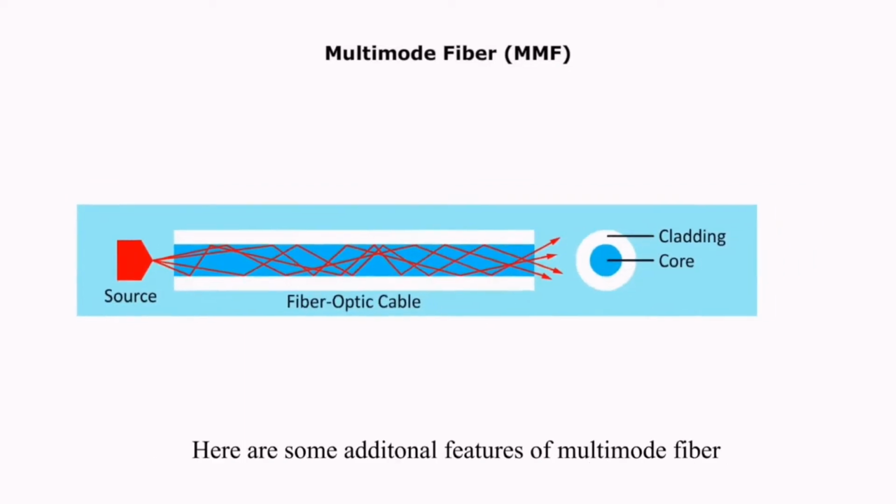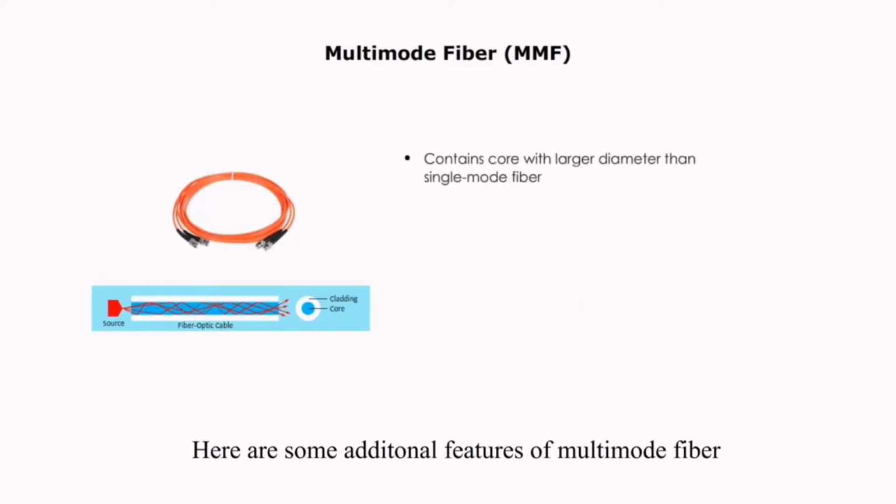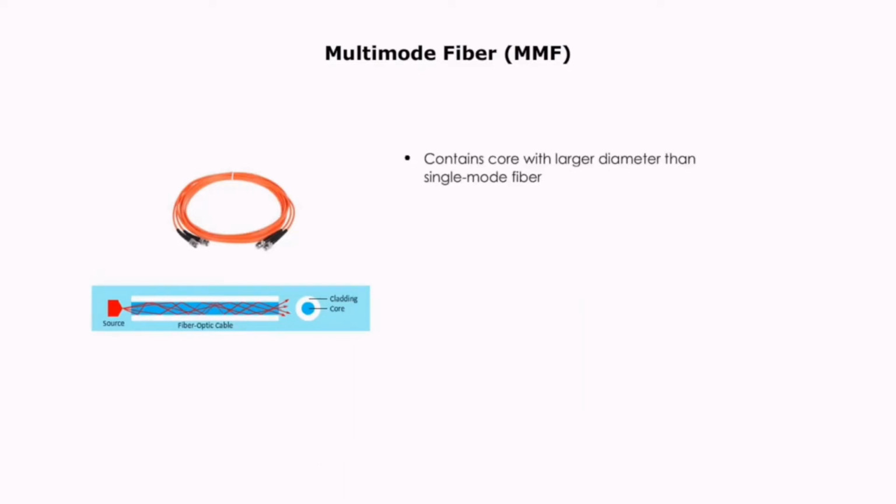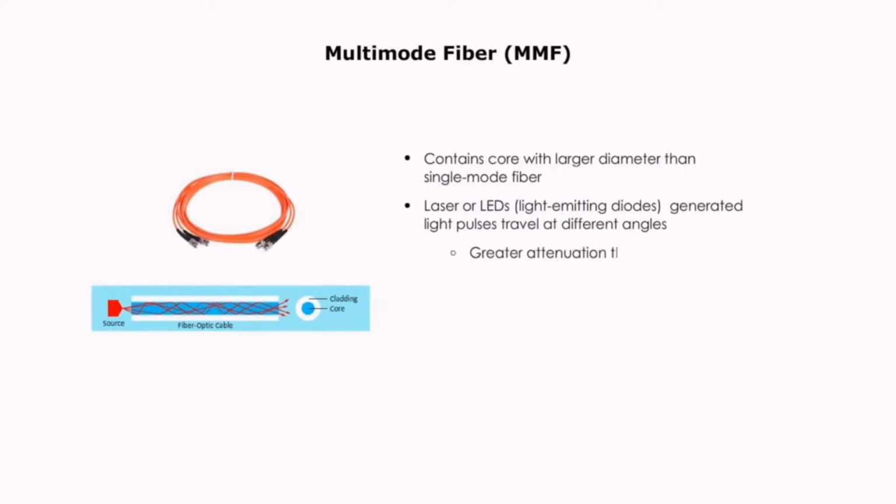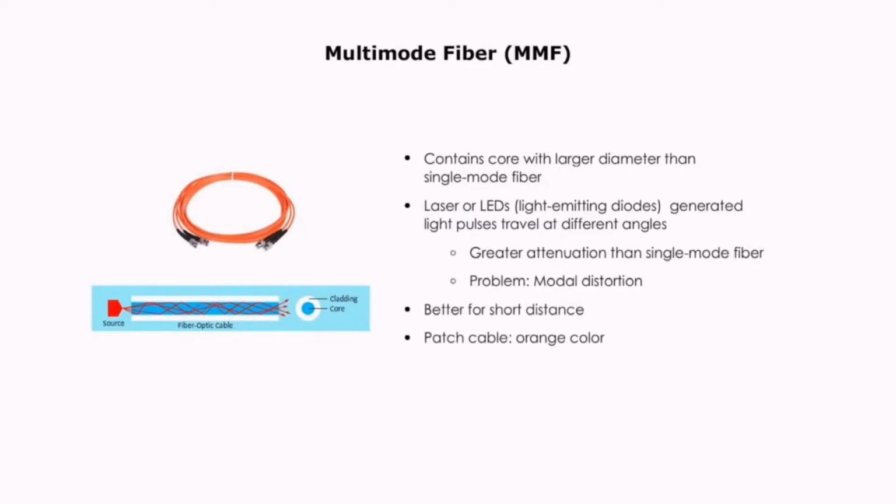Here are some additional features of multimode fiber. Multimode fiber core has a larger diameter than single-mode fiber. Laser or LED-generated light travels at different angles, thus it has greater attenuation than single-mode fiber. Modal distortion is the sole problem of multimode fiber. Multimode is better for short distance. As I mentioned before, if you see a fiber patch cable with orange color, you know it is made from multimode fiber.